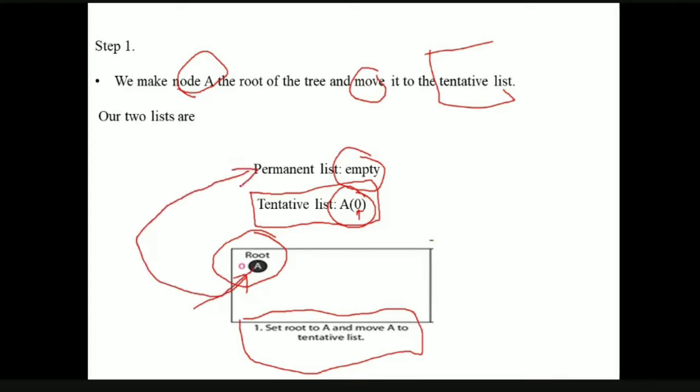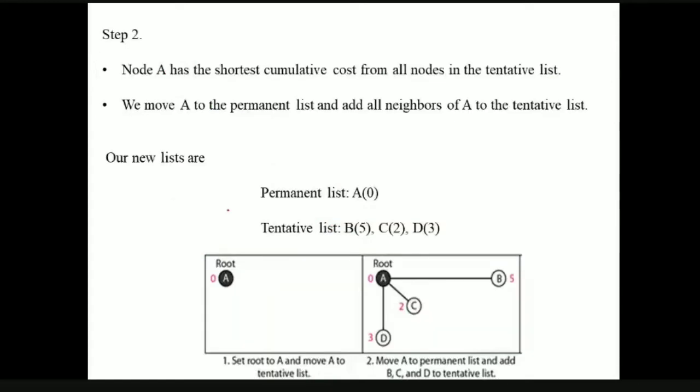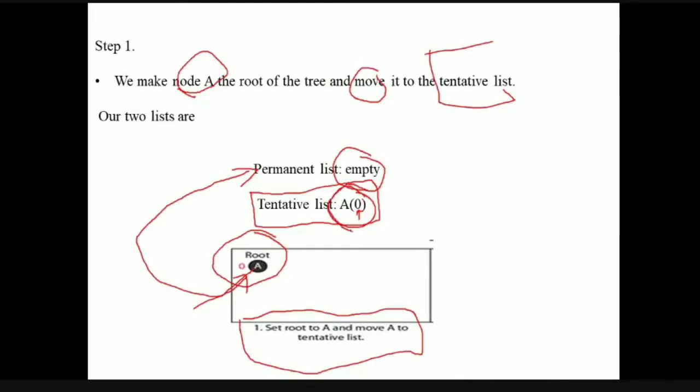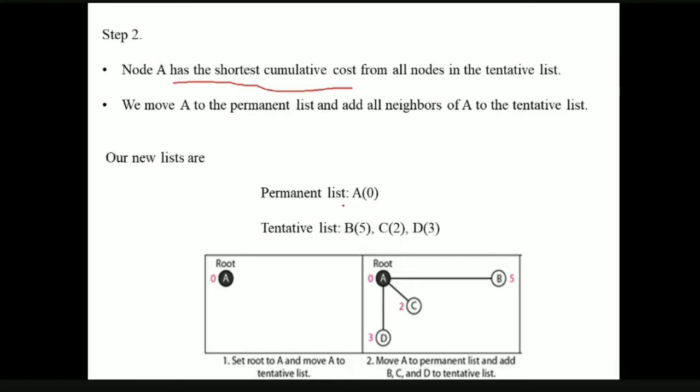So for that we are going to do the next thing. If you see, now the node A has the shortest cumulative cost from all nodes in the given tentative list. The previous tentative list is A with its cost in the bracket. So what is the algorithm saying? It is saying to remove that particular node and put it in the permanent list. So we are going to move A to the permanent list. Now A has been moved to the permanent list.